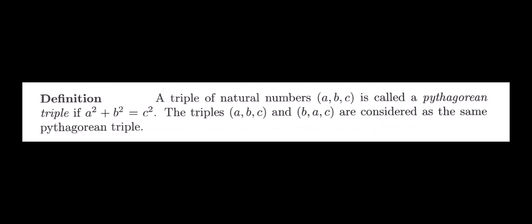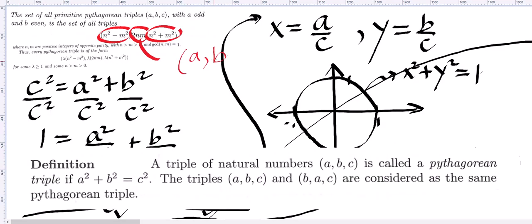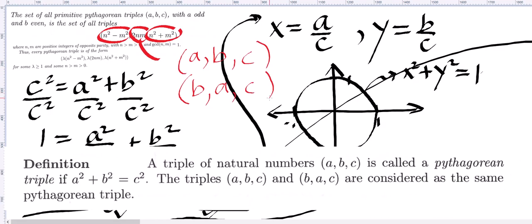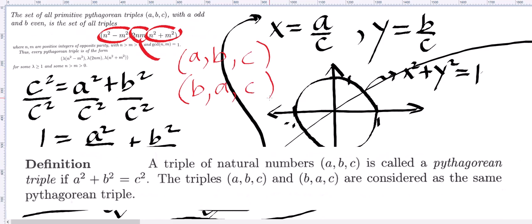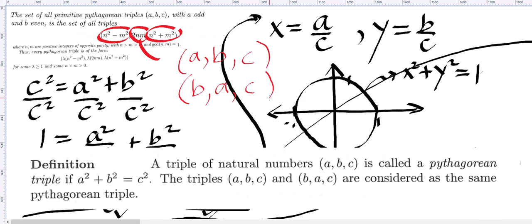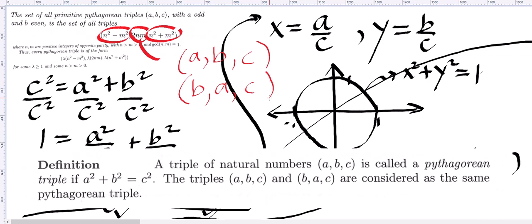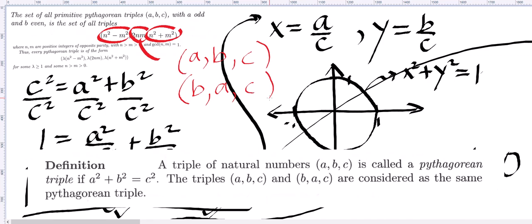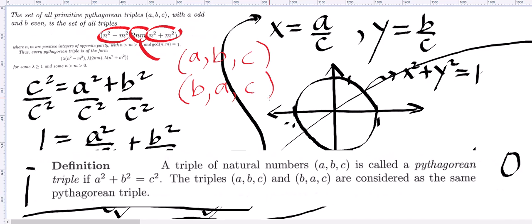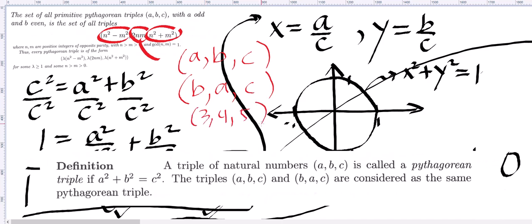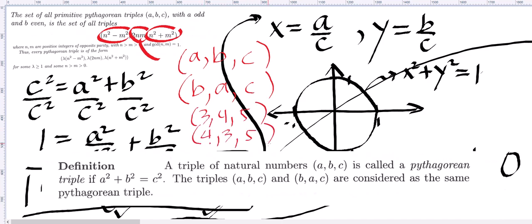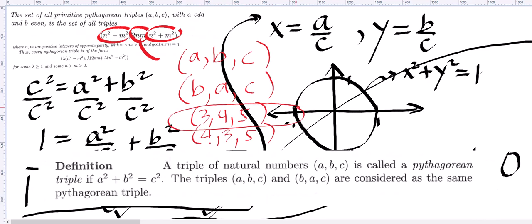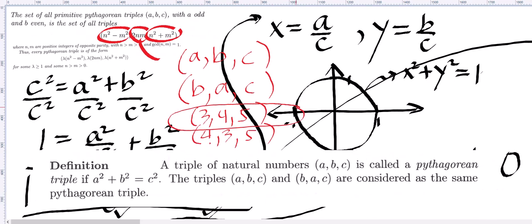So A could be n squared minus m squared and B could be 2nm, or they may have interchanging values. And still, what you have is a Pythagorean triple. That is to say that the Pythagorean triple 3, 4, 5 may also be written as 4, 3, 5. And still, we have a Pythagorean triple.